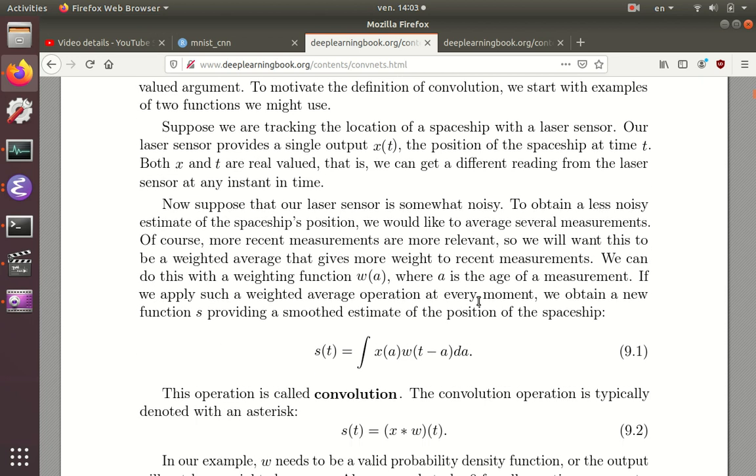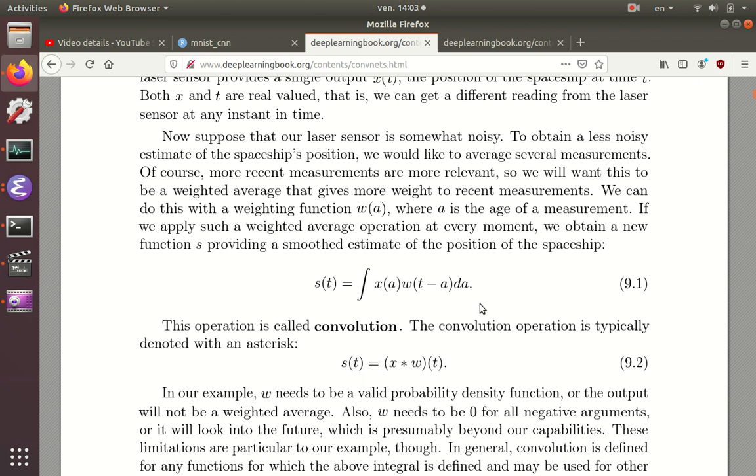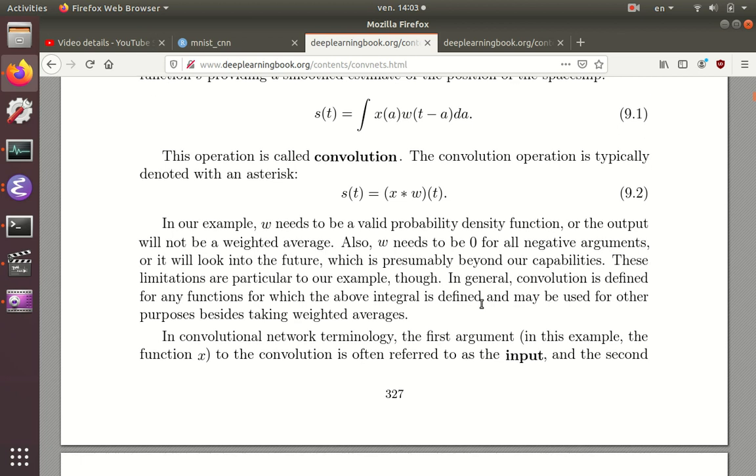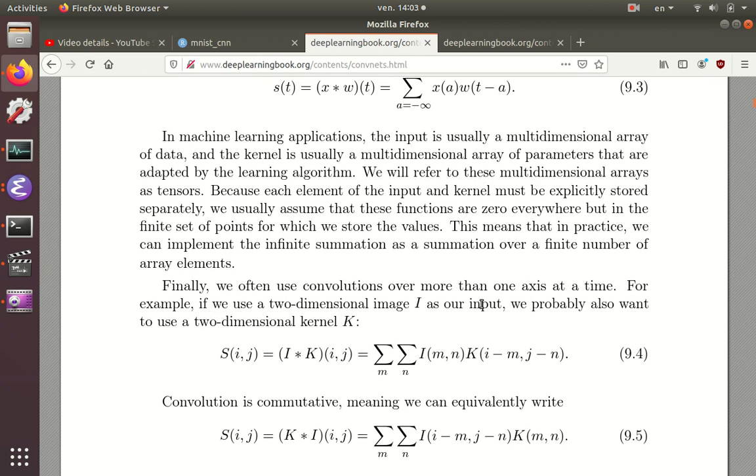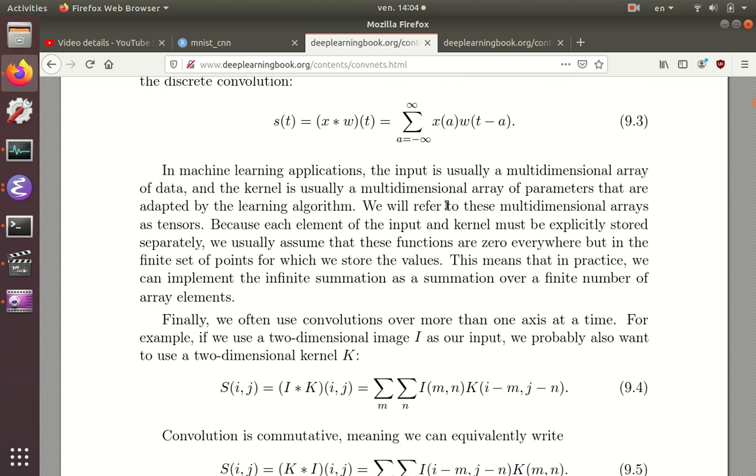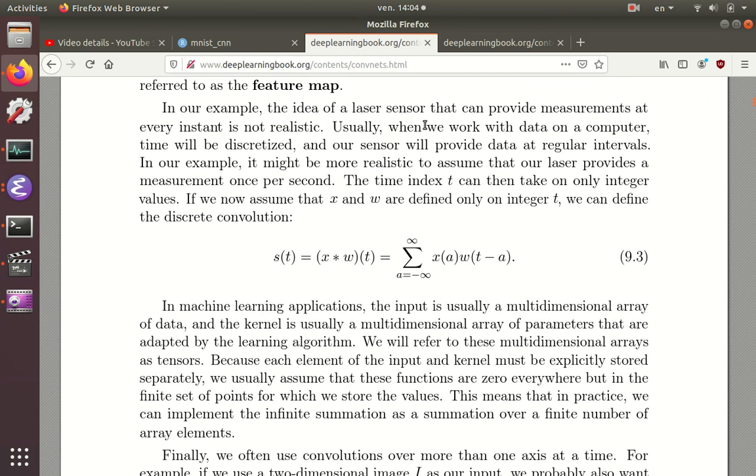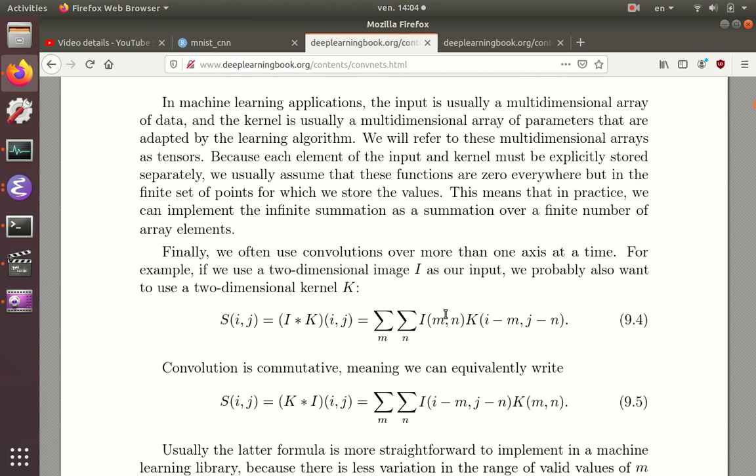And so what exactly is this? Here we have some general mathematical definitions, which are not super useful. In fact, the main useful definition that we have here is the discrete convolution S in equation 9.3, and this is what the convolution looks like for a single dimension. But we're going to be using mostly image data, so the convolution is going to look more like equation 9.4 or 9.5.